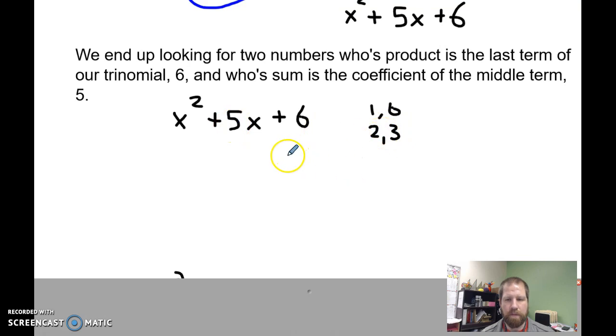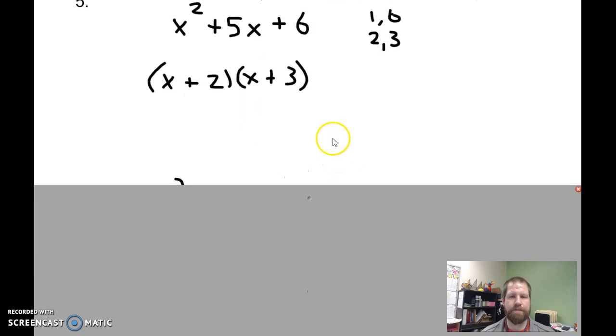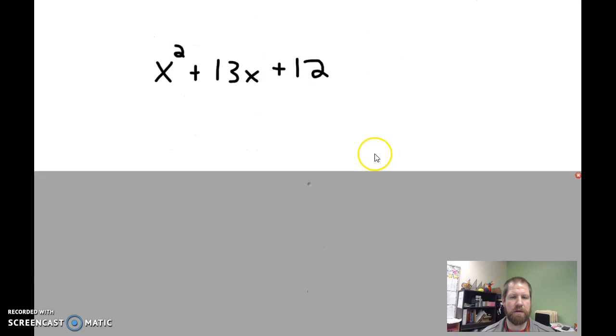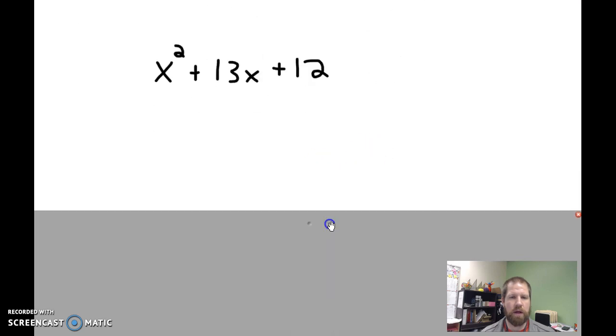Okay? And so we know that our factors, our binomials are going to be, we're going to start with x, right? And it's going to be x plus 2 and x plus 3. Because when I multiply those out, I'll end up with a 2x and a 3x, and added together is 5x. Okay, let's do a couple other ones.